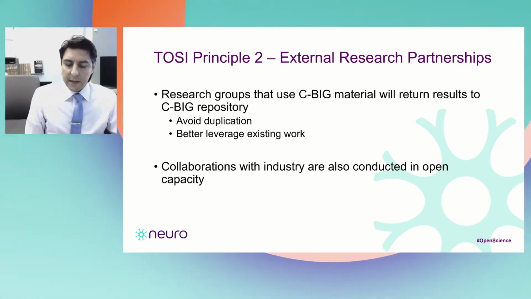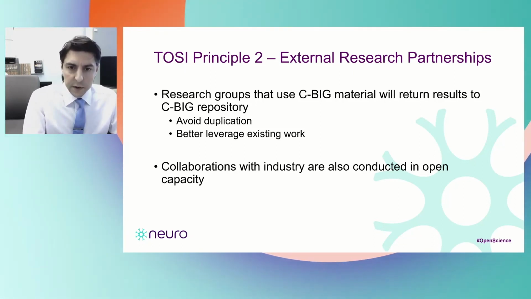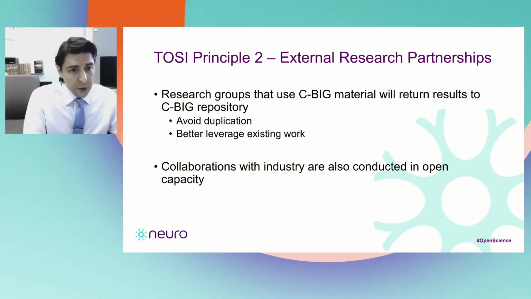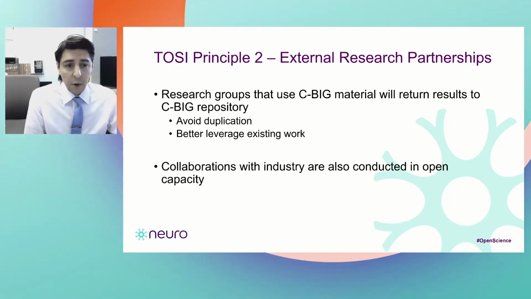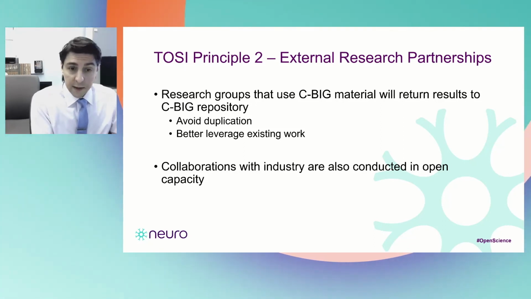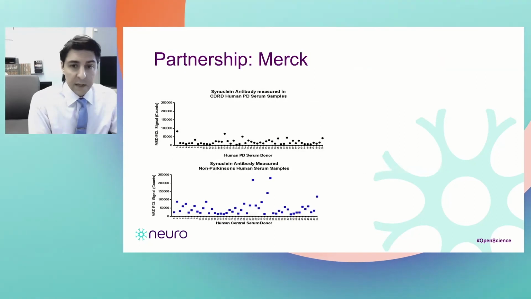And what that means is if we provide biological materials for an experiment to a company, the experimental results are returned to CBIG. The goal there is to avoid duplication and to allow other research groups to leverage that existing work. I have to admit I was a little bit skeptical that this would work with industry, but surprisingly, our industry collaborators have been very open to the open science philosophy.